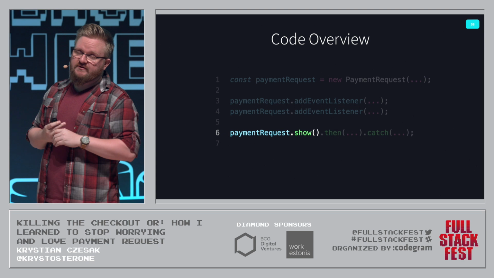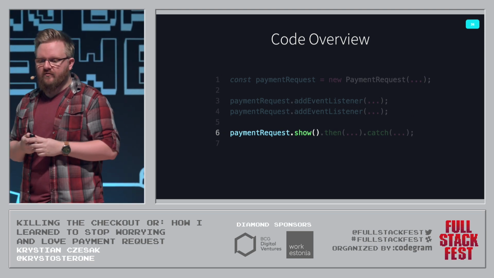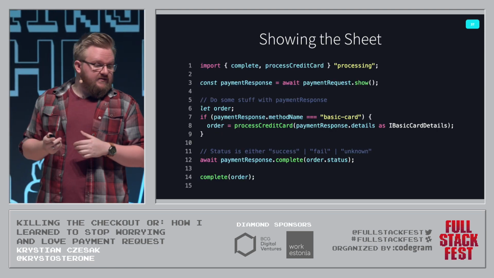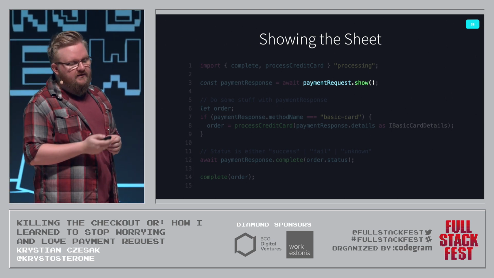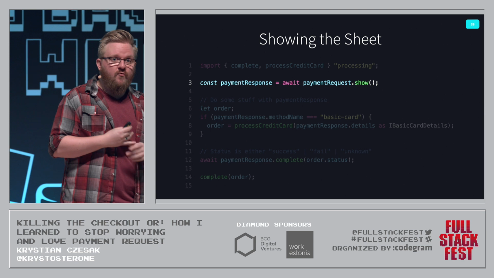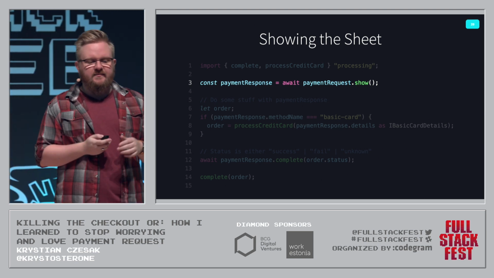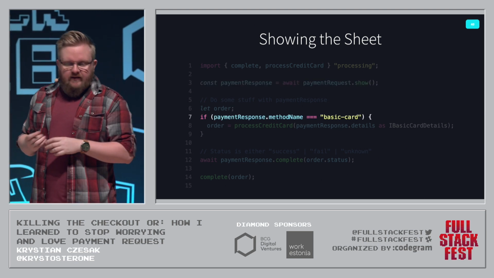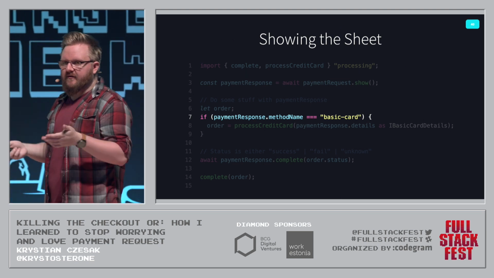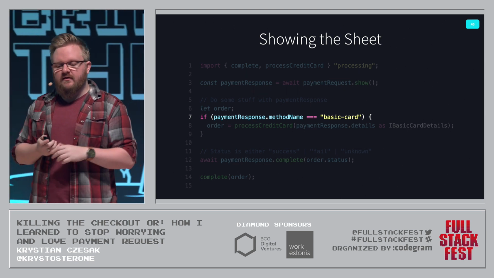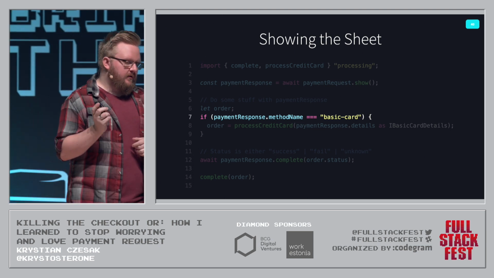And probably the most interesting part now is showing PaymentRequest. So in this case, we call the show method on the instance. And this gives us back a promise. When that promise resolves, you get back a payment response. And now this is where things get interesting. It's up to you to determine what's the method that the user has selected, in this case, basic card.